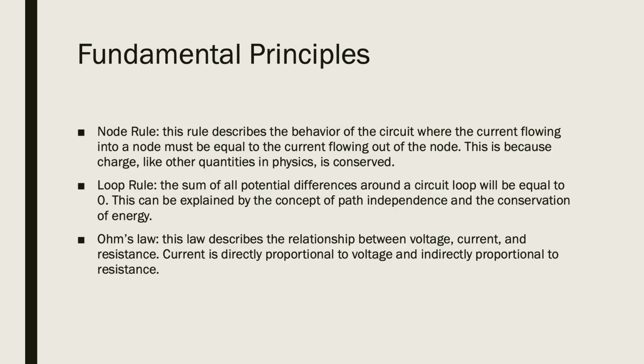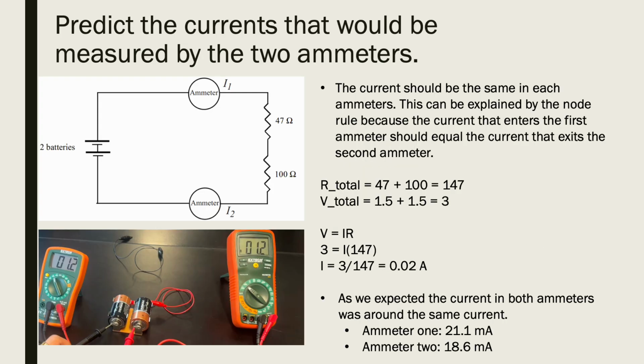Ohm's law describes the relationship between voltage, current, and resistance. Current is directly proportional to voltage and inversely proportional to resistance. First, we constructed the circuit as shown here, and we were told to predict the current that would be measured by the two ammeters. The current should be the same in each ammeter. This can be explained by the node rule because the current that enters the first ammeter should equal the current that exits the second ammeter.